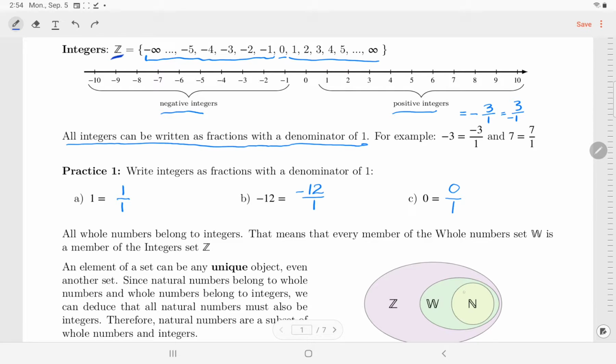Since natural numbers belong to whole numbers, they are subsets of whole numbers, and whole numbers belong to integers, so both natural numbers and whole numbers are subsets of integers.